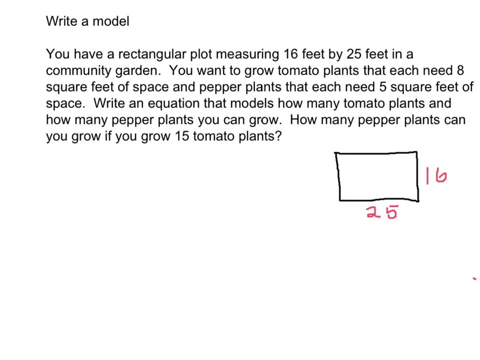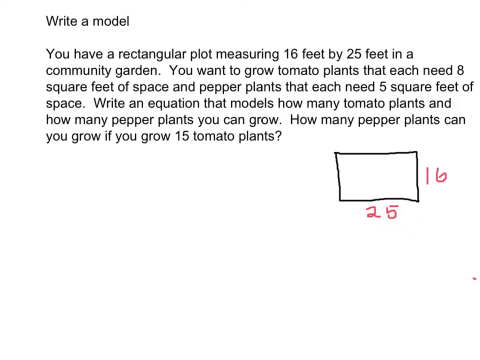We're going to write a model using linear equations. It says that we have a rectangular plot measuring 16 feet by 25 feet in a community garden. So probably one of the best things we can do when we solve these kinds of problems is to make sure that we draw ourselves a picture and label any of the quantities that we can. My garden is 16 feet by 25 feet.